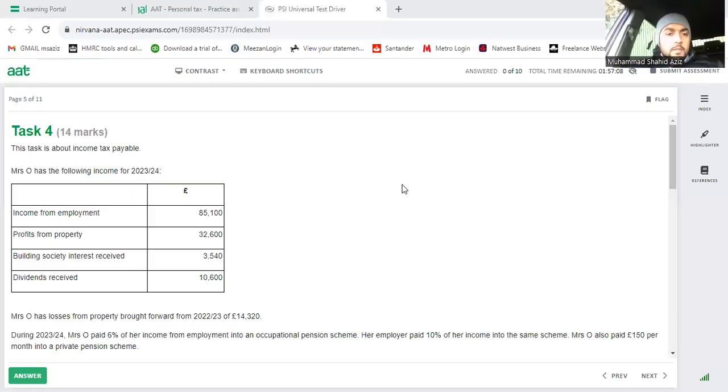Hello, everyone. Today we are going to cover task number 4 for personal tax assessment number 1 and task number 4, the same task for assessment number 2. If you can see on the screen, this task number 4 is worth about 14 marks for your exam. Mrs. O has the following income for 2023-24.